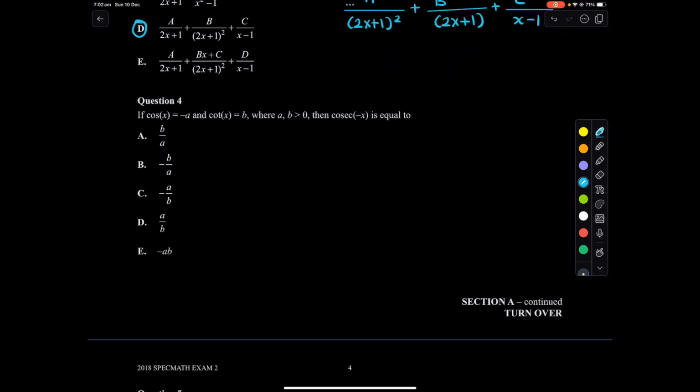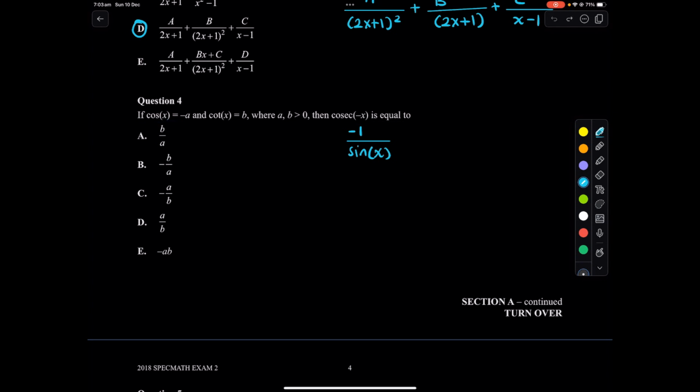Question 4. If cos of x equals negative a and cotangent of x equals b, where a and b are greater than 0, then cosecant of negative x is what? So we can write that as 1 over sine of negative x. And we know that if there's a negative in a sine, we can get rid of it by putting it outside. So I'll put a negative 1 there. This is what we want to find.